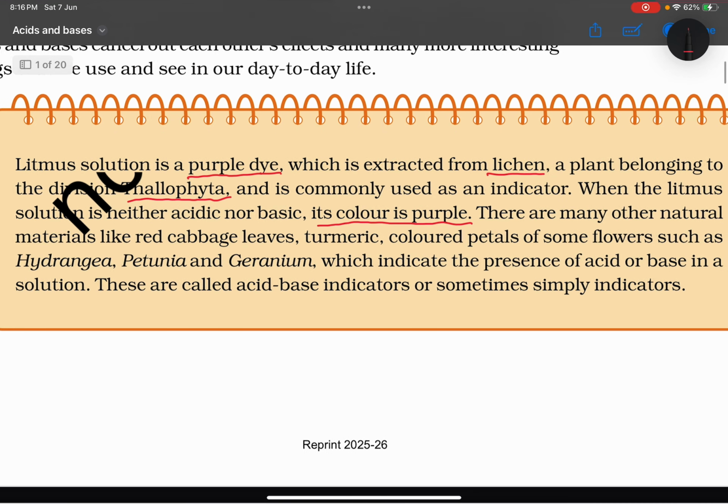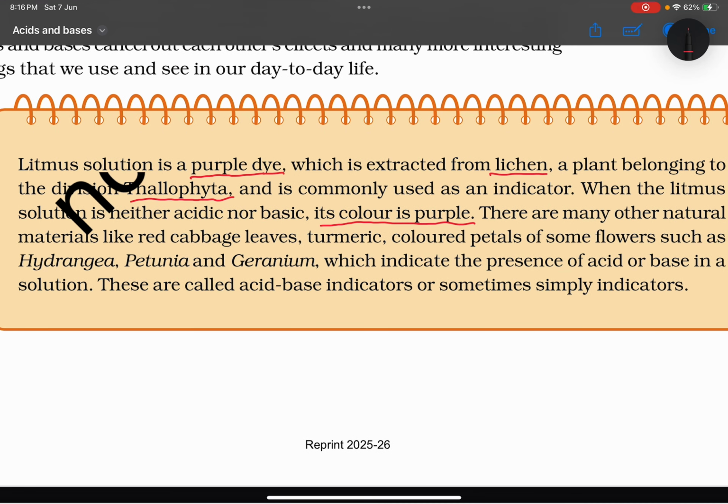There are many other natural materials like red cabbage leaves, turmeric, colored petals of some flowers such as hydrangea, petunia, geranium, which indicate the presence of acid or base in a solution. These are called acid-base indicators, or sometimes simply indicators.